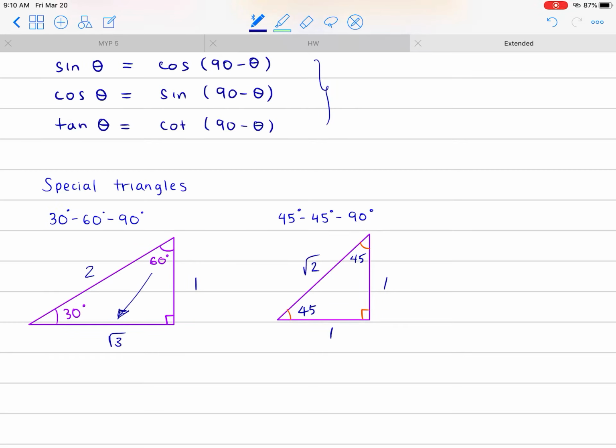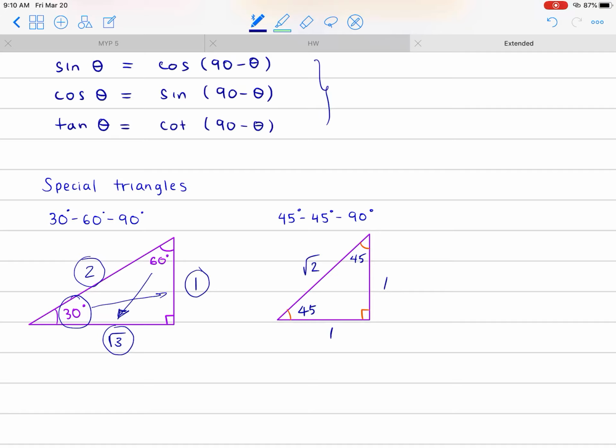Next thing we looked at was special triangles. We have 2 special triangles. First one is 30, 60, and 90, which we'll look at first. Then we'll look at 45, 45, and 90. So in the 30, 60, and 90 triangle, opposite of 30 degrees always has a ratio of 1. Opposite of 60 always has a ratio of root 3, and opposite of 90, 2.